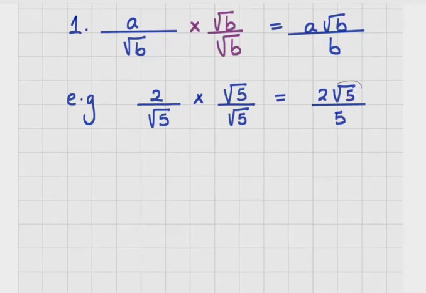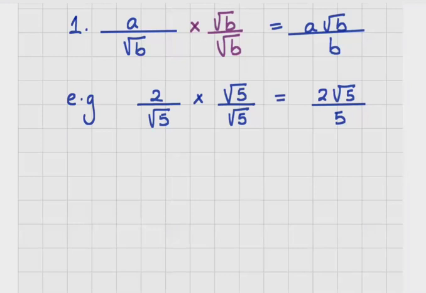Remember, this is not a 5. This is square root of 5. It's a totally different number from the root 5. So in this case, we cannot cancel out. Neither does 2 divide by 5 to any simpler form. So this is our solution.